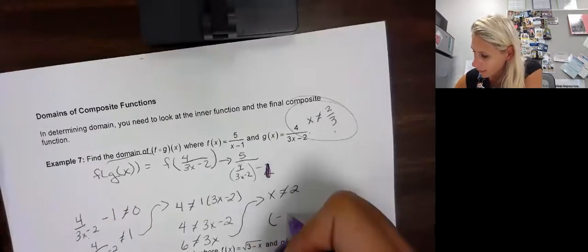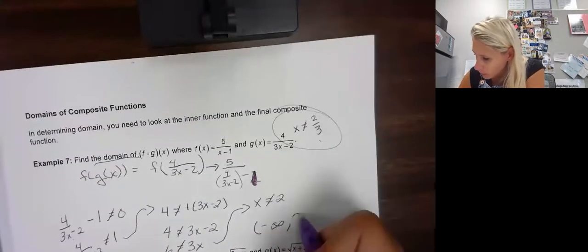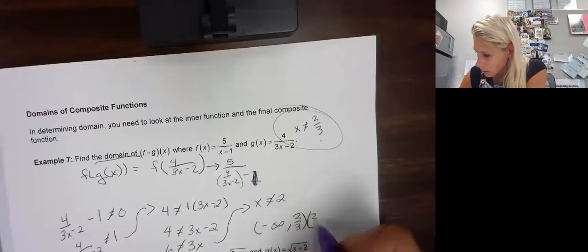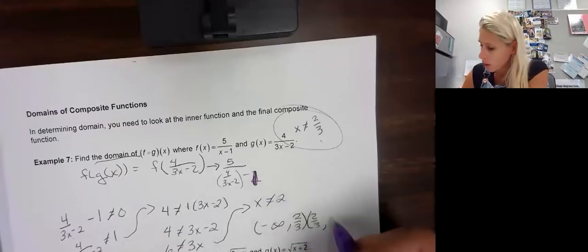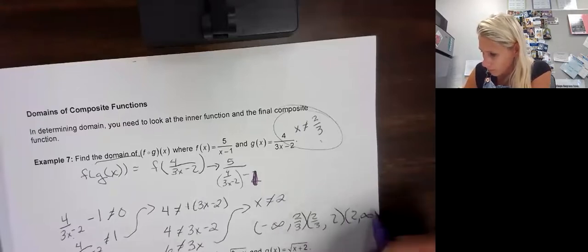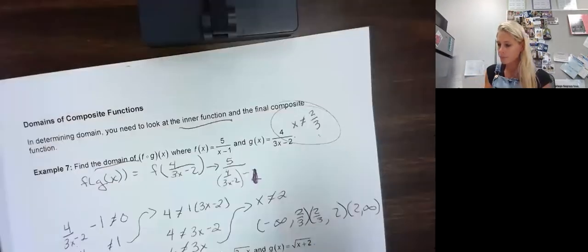Start out with negative infinity. Have to remember 2/3 comes before, so 2/3, and then 2/3 to 2, and 2 to infinity. So remember the inner function first, okay?